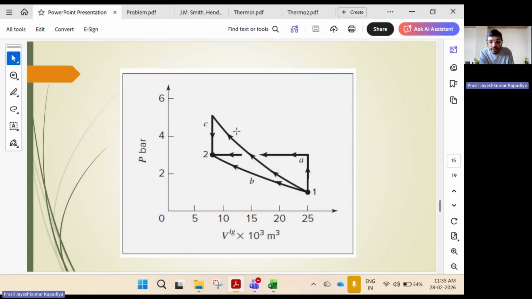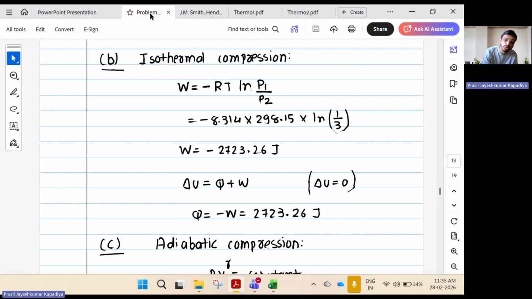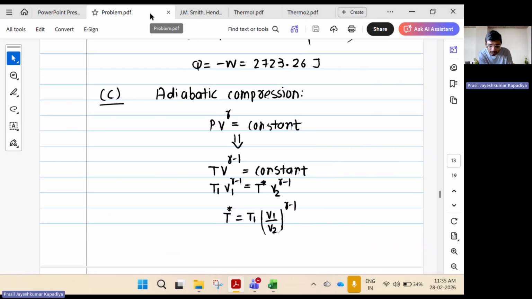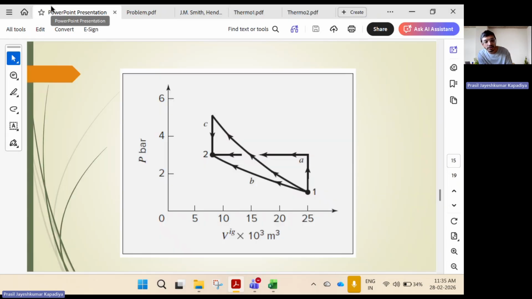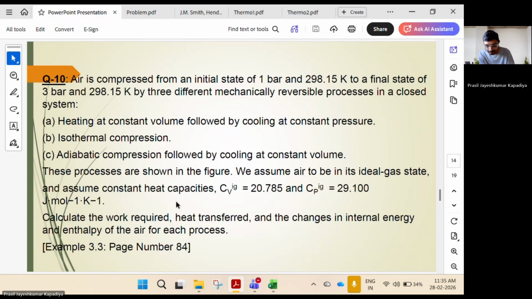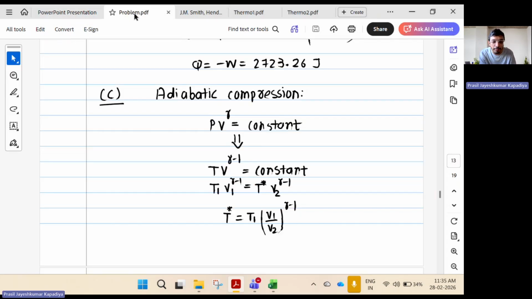So let's first try to find out for this isothermal compression route, adiabatic compression. For any adiabatic process, PV raised to gamma will be equal to constant. But here we are trying to do adiabatic compression, right? So for this adiabatic compression, temperature is going to change. So I will write this equation not in terms of PV, but in terms of T comma V. So I can write it down as TV raised to gamma minus 1 is constant.